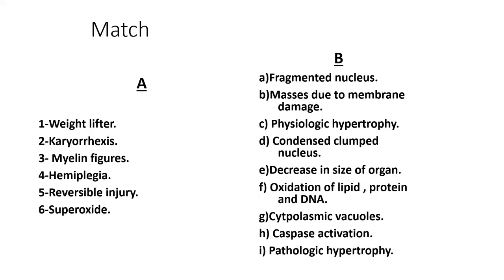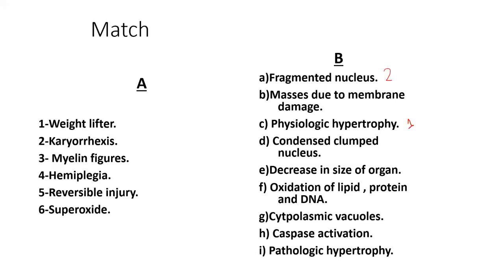Before explaining apoptosis, we need to remember the previous lectures. Let's solve this match question together. Okay, weightlifter. What happens to a weightlifter? Yes, very good. Physiologic hypertrophy. So the weightlifter will have physiologic hypertrophy. Karyorexis means what? Yes, it is fragmented nucleus.